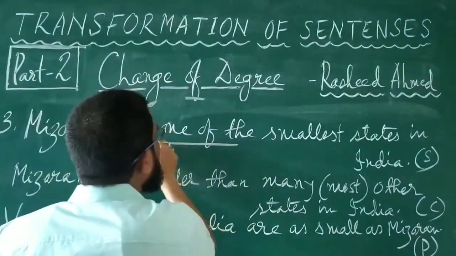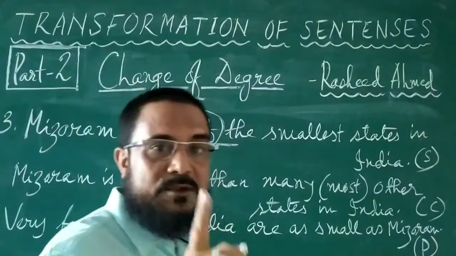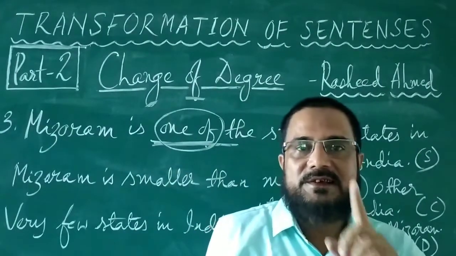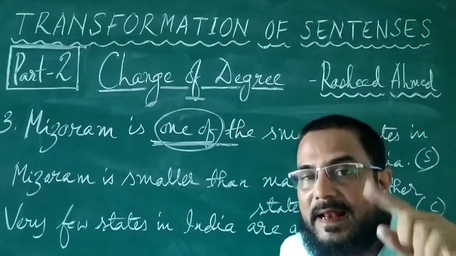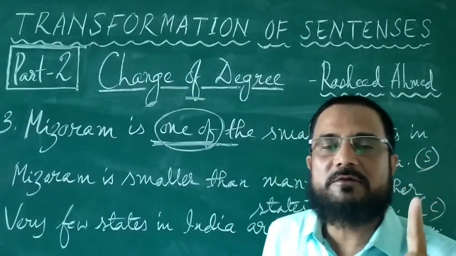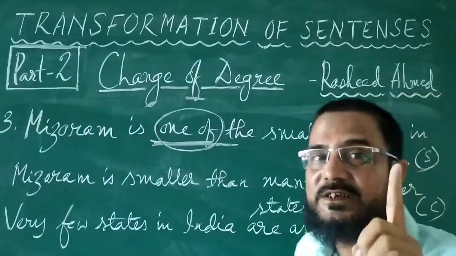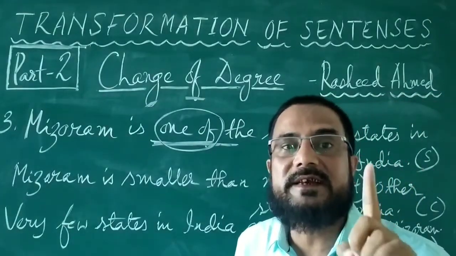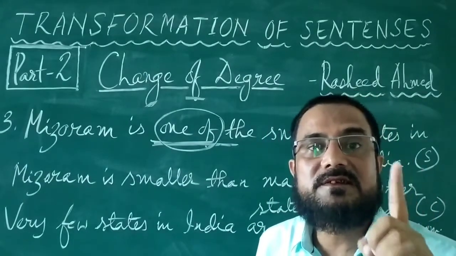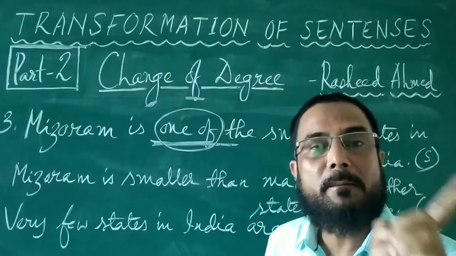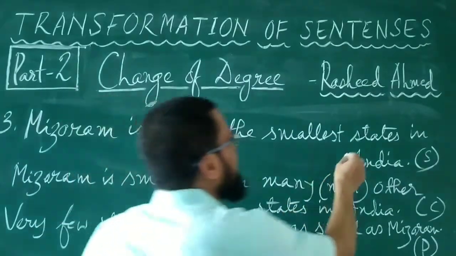Mizoram is one of the smallest. These words, one of, are new. This is one change. In this way, this sentence is different from number 1 and 2. Another thing, compare number 1 and 2: Goa is the smallest state. Then in number 2, February is the smallest month, singular number. State in number 1 and month in number 2 are singular. Coming to number 3, you see it is not singular, it is states.